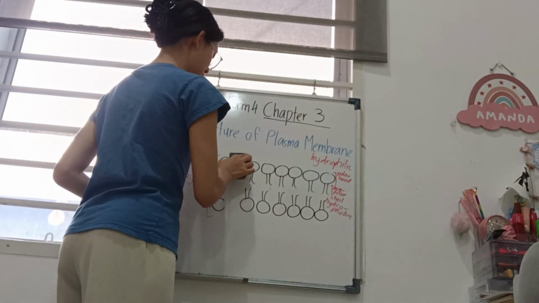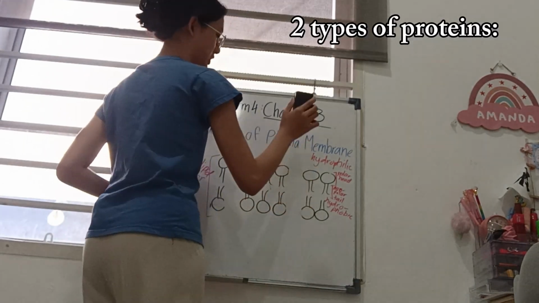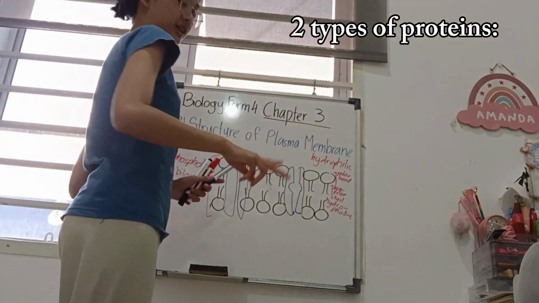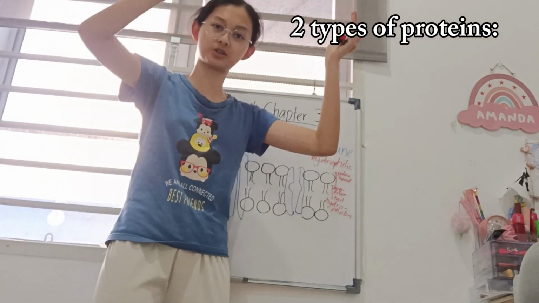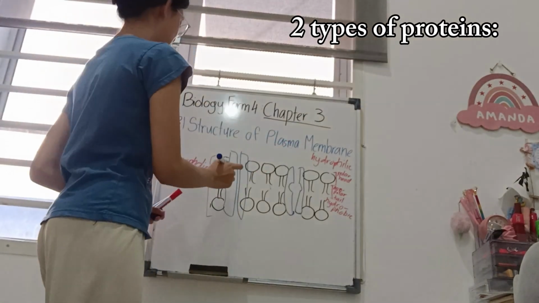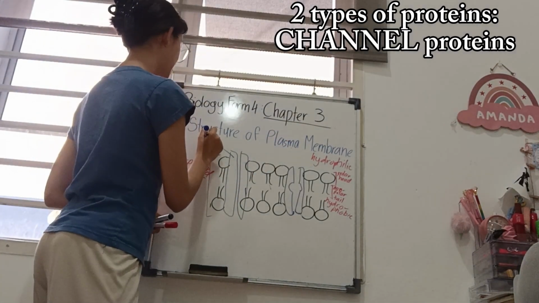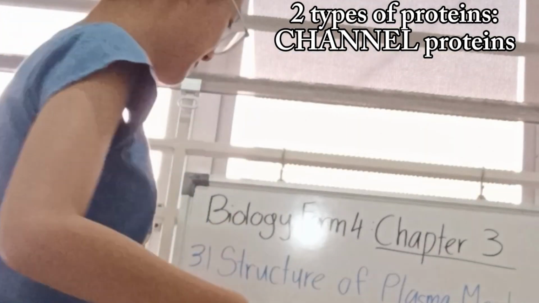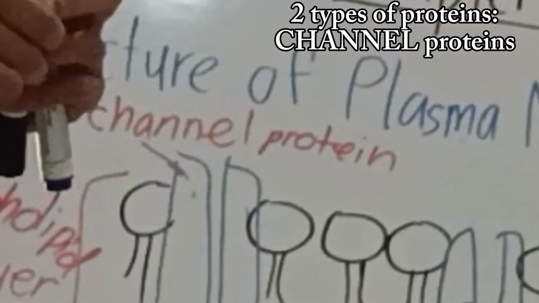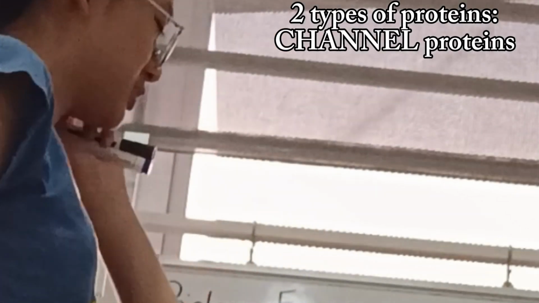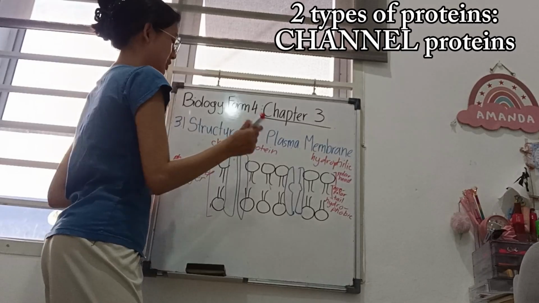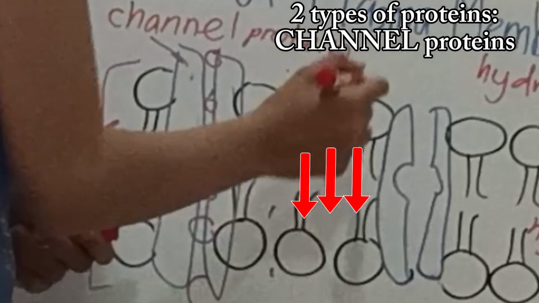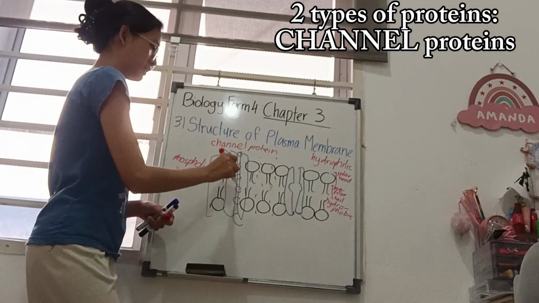So I'm going to replace these with proteins. There are two types of protein that can help those bigger substances or ions to go in. This one is called channel protein. With channel proteins, the substance just goes inside.